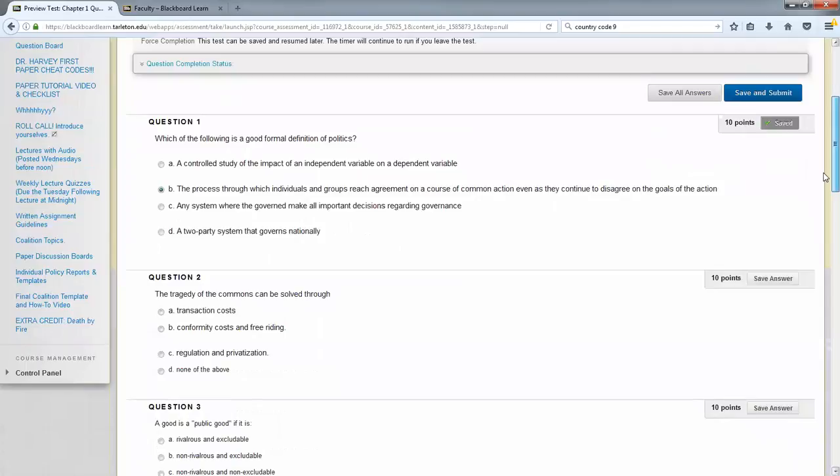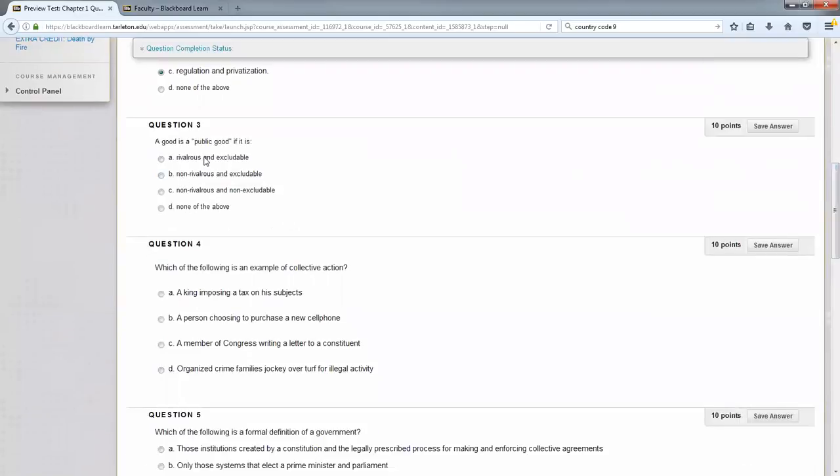Question 2, the tragedy of the commons can be solved through: Transaction costs, no. Conformity costs in free riding. Free riding is a problem of the tragedy of the commons. The answer is C, regulation and privatization. Question three, a good is a public good if it is rivalrous and excludable, no. It needs to be non-rivalrous and non-excludable. So the answer is C.